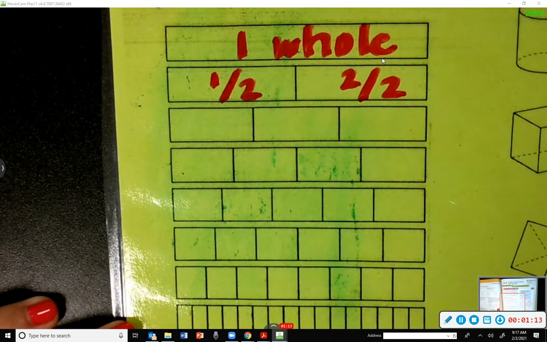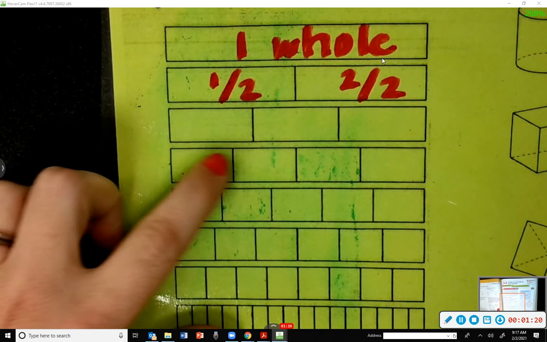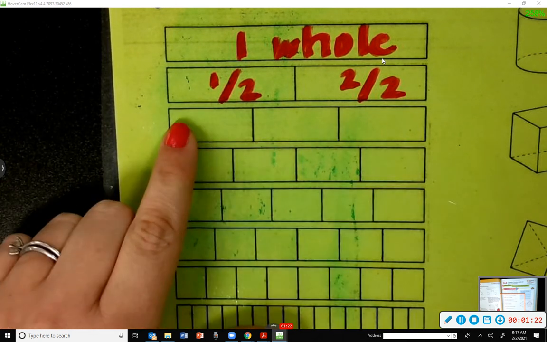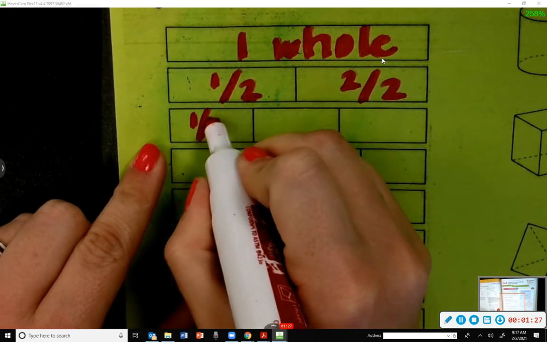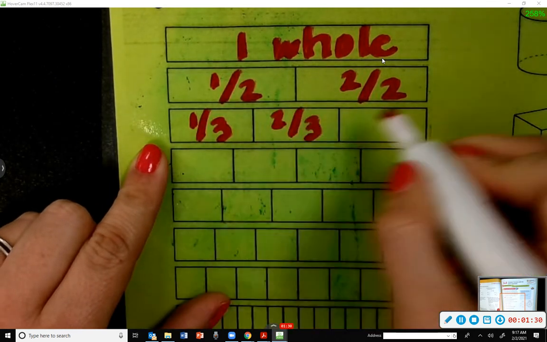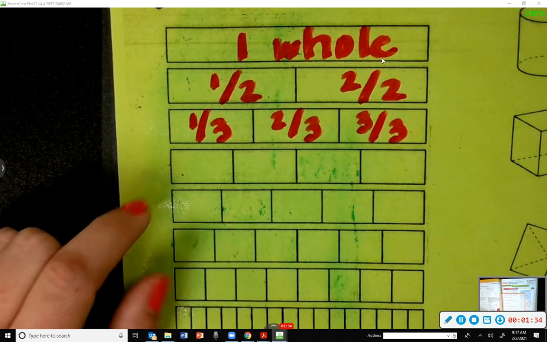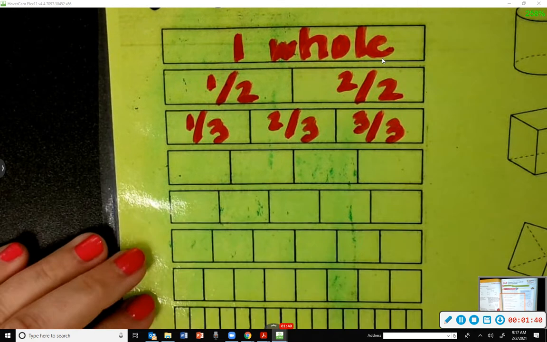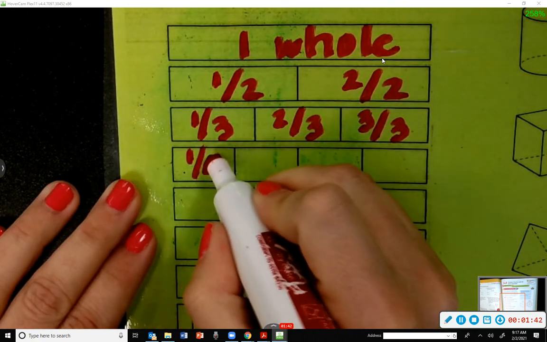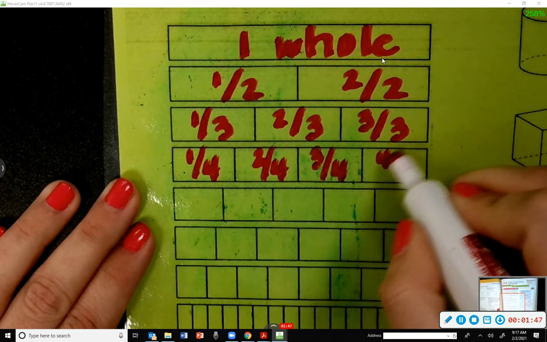And I'm doing my line sideways so I have enough room because I write kind of big. Okay, the next row is cut into 3 bars, so we would label each piece 1/3. 1/3. Good. So this would be 1/3, 2/3, 3/3. Okay, the next row, 1/4, 2/4, 3/4, and 4/4.